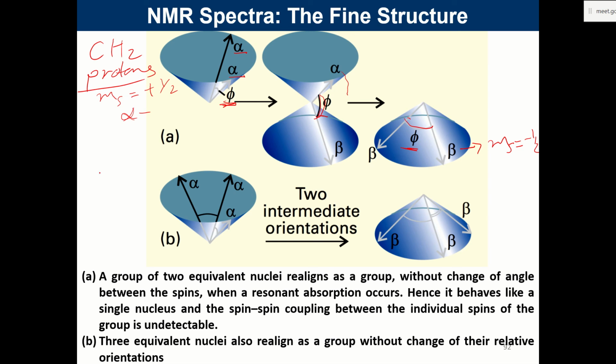Similarly, you can talk about CH3 protons. We have talked about two different ways in which the spins gradually change. In a similar fashion, if you stretch your imagination, the same concept can be applied to CH3 protons. There are one, two, three, and each one of them is in alpha. On the upper cone, their spin angular momentum vectors are located pointing upwards.